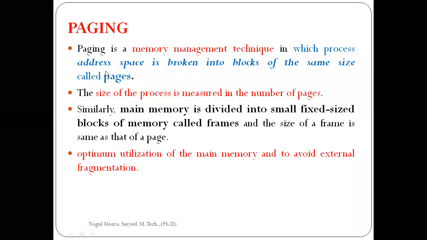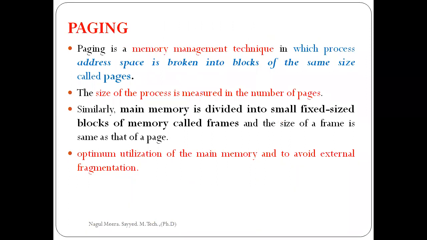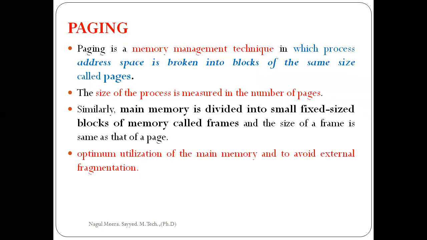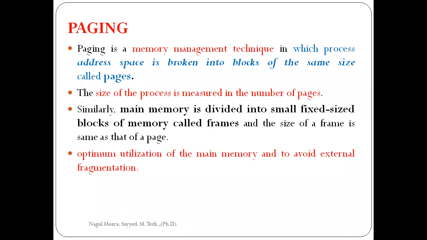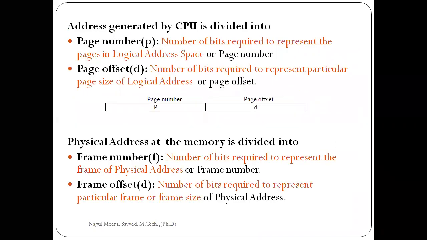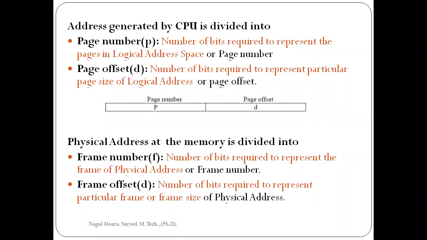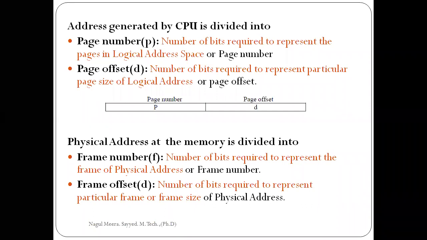What is the process address space? It is at the CPU. The main memory has the physical address, and at the CPU we call it the logical address. Let's see how the logical address is broken, and how the physical address is broken at memory. Simply, address generated by the CPU is called as logical address. This logical address at the CPU is divided into page number as well as page offset. The page number is denoted with the letter P, page offset by the letter D.